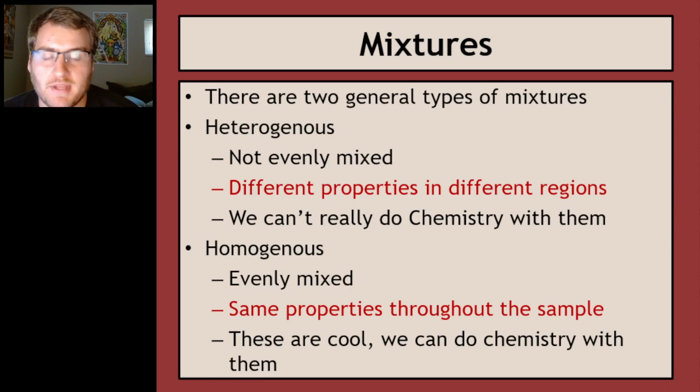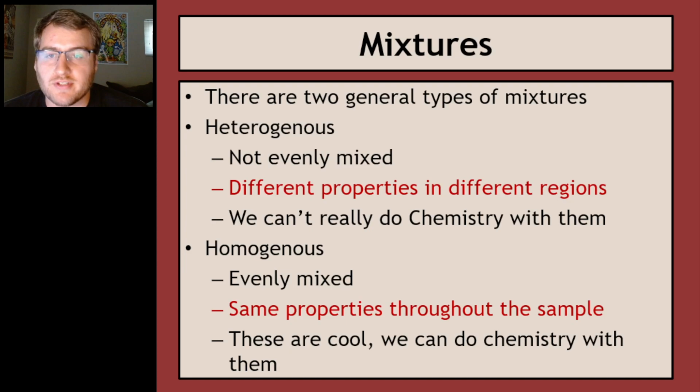And you've heard mixtures a whole bunch of times in your science classes before. The two main types are heterogeneous and homogeneous. Heterogeneous mixtures are just not evenly mixed. For whatever reason, the things just aren't completely integrated together. And because of that, you have different properties in different regions of the solution. And because of that, it's really hard to do a chemistry problem because you have to account for maybe a different concentration of chemicals in different parts. And that's not really something that we have to worry about.